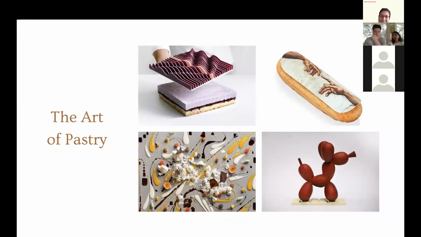So if you see, all 4 are so different from each other. There's a creative mess, there's a very structured architectural design, then there's an eclair which is inspired by actual Renaissance art. So whatever you can see, you can do, you just have to find your flow of creation. If we go on to the next slide.